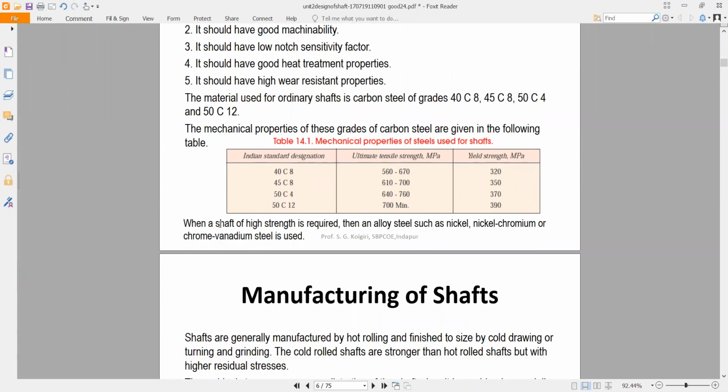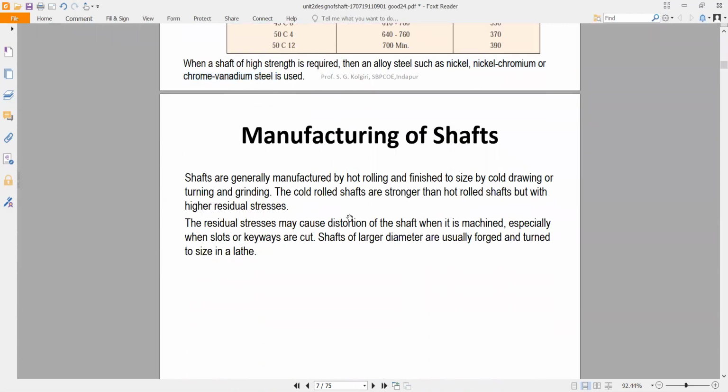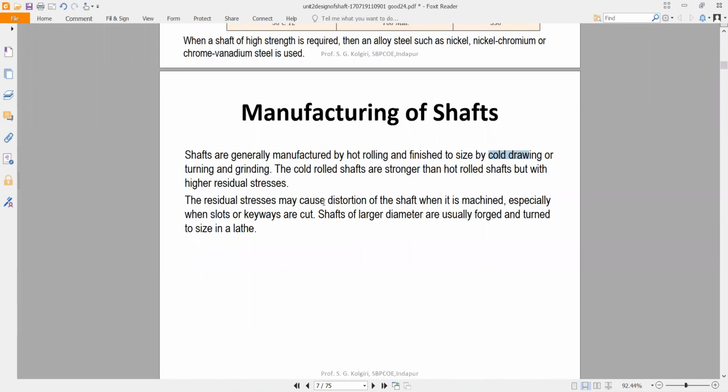When a shaft of high strength is required, alloy steel is used. If you are using the shaft in your design and want high strength, this is the material used, but there will be high cost. For manufacturing, there is either hot rolling or cold rolling.